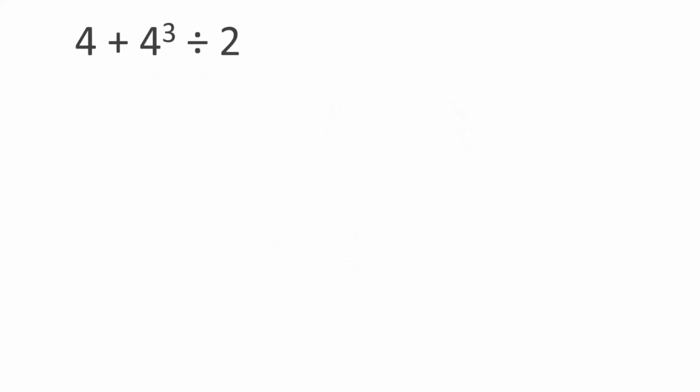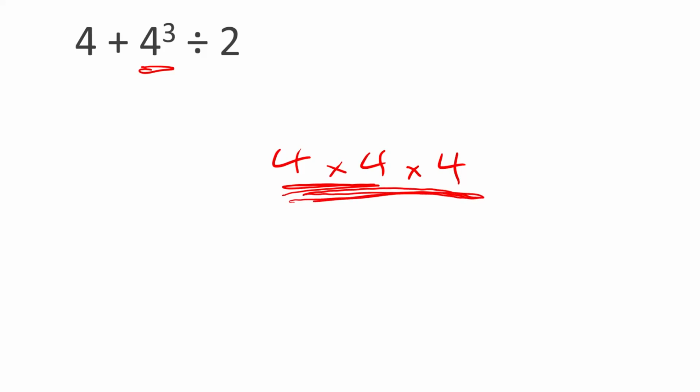No brackets, so we move to orders. Yes, we have that. We have 4 to the power of 3. Now remember, that means 4 has been multiplied by itself, and there are 3 of them. So what we've really got, 4 to the power of 3, is equal to 4 times 4 times 4. So 4 4s is 16, and then 16 times 4 is 64. So we could replace that 4 to the power of 3, that 4 cubed, with the number 64.